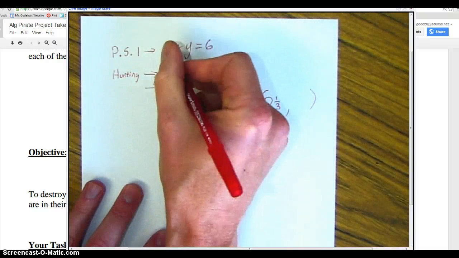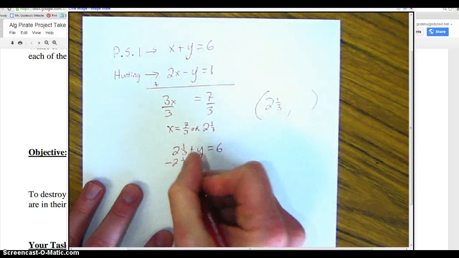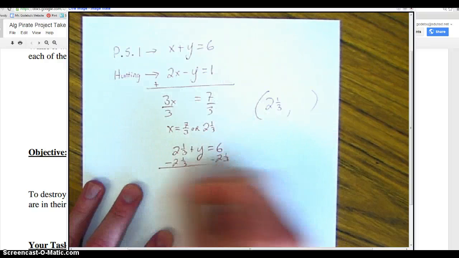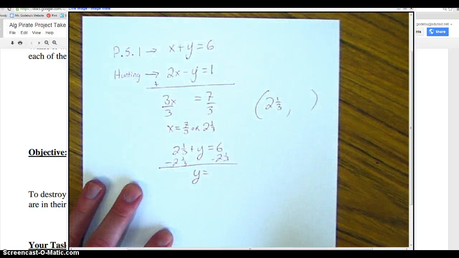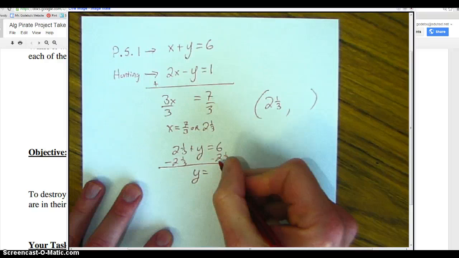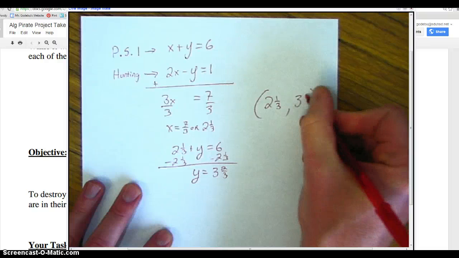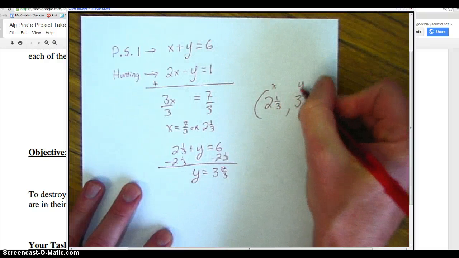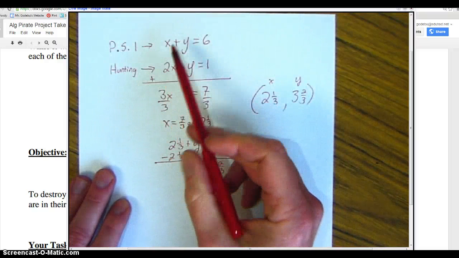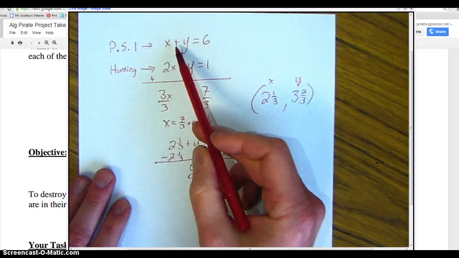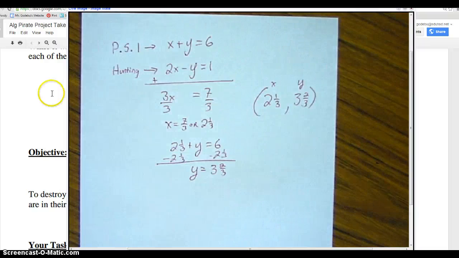So 2 1/3 is x, so I put 2 1/3 plus y equals 6 and solve for y. If you don't remember how to do 6 minus a mixed number, you can get a common denominator and do it the hard way, but I know that 6 minus 2 is 4, minus a third more is going to make 3 2/3. So now I have an x and a y. And what I have essentially done is I have solved where this hunting ship is going to cross the path of that pirate ship. Think of these equations as lines on a graph.